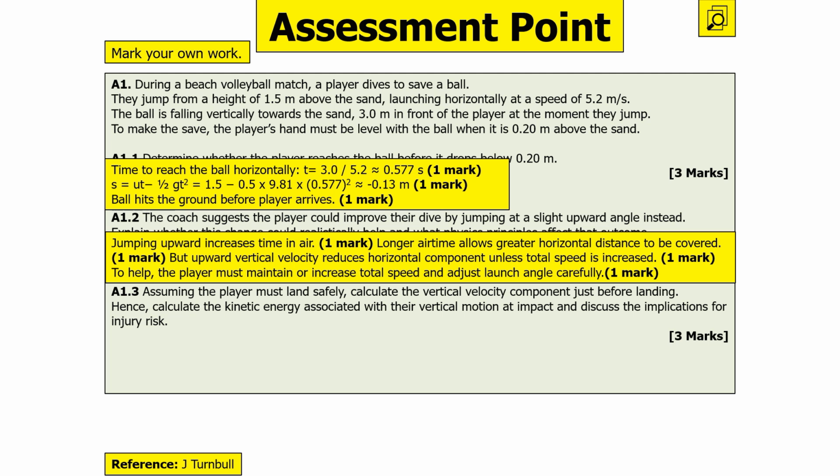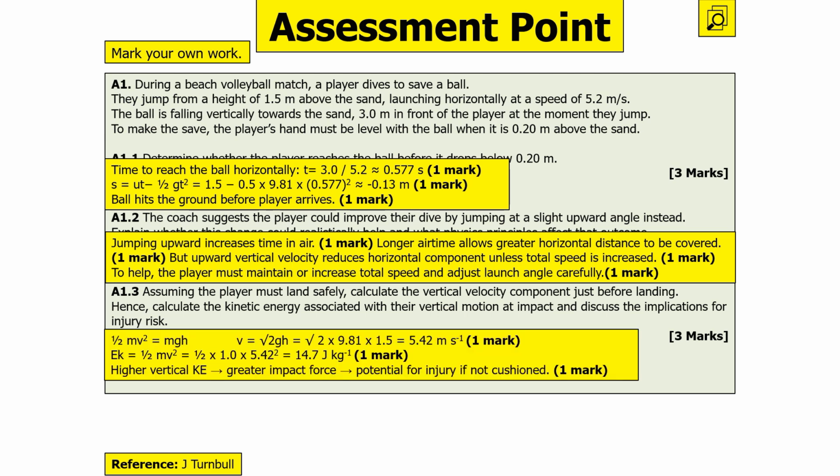So to help, the player must maintain or increase the total speed or adjust their launch angle. We know that the kinetic energy will turn into gravitational potential energy, so 1/2 mv² = mgh. So v = √(2gh), so you pop all the values in and you get 5.42 meters per second. So our kinetic energy is 1/2 × 1 × 5.42², which is 14.7 joules for every kilogram.